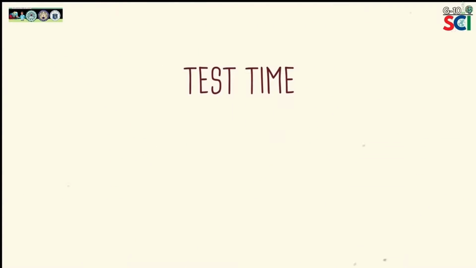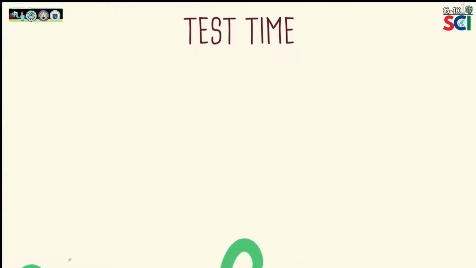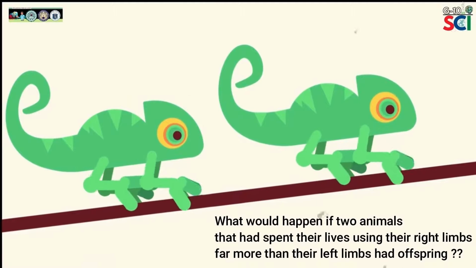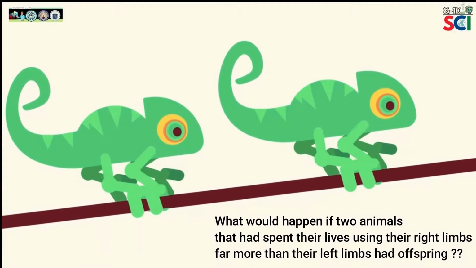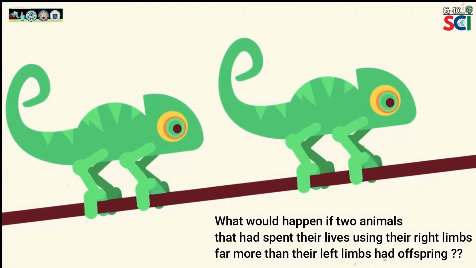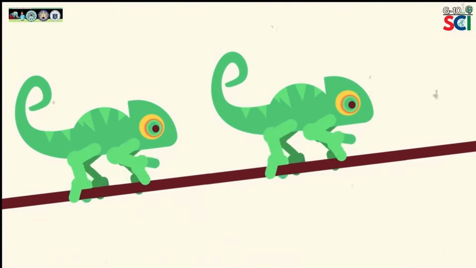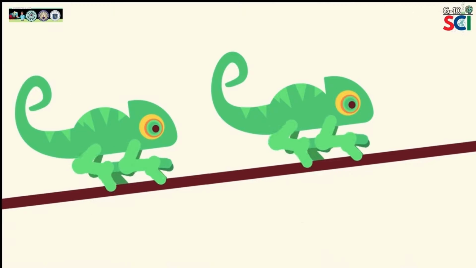Before looking into another theory of evolution, a little test for you. According to Lamarck's idea, what would happen if two animals that had spent their lives using their right limbs far more than their left limbs had offspring? If you said something similar to their offspring would have an overdeveloped set of right limbs, you're right.